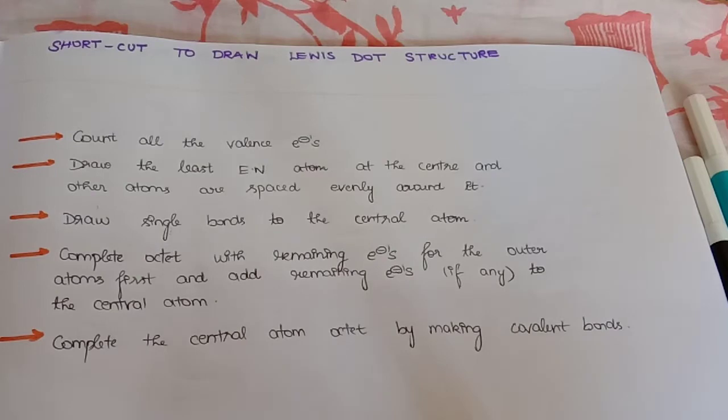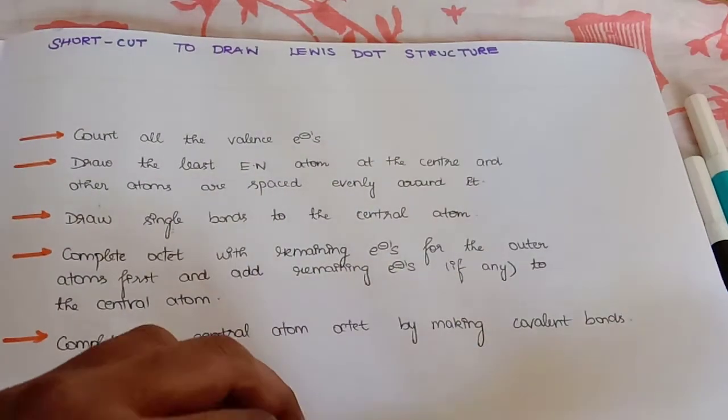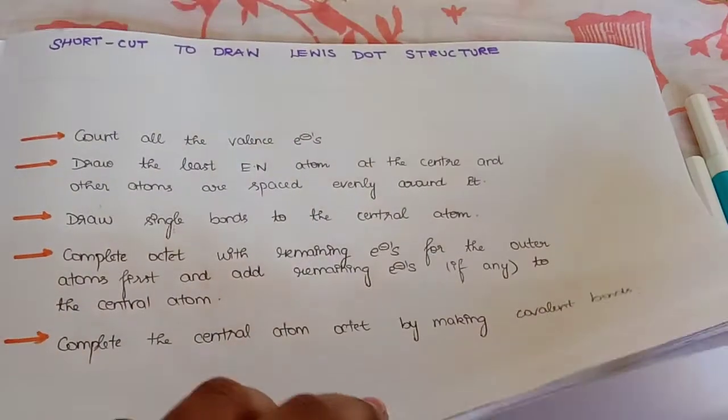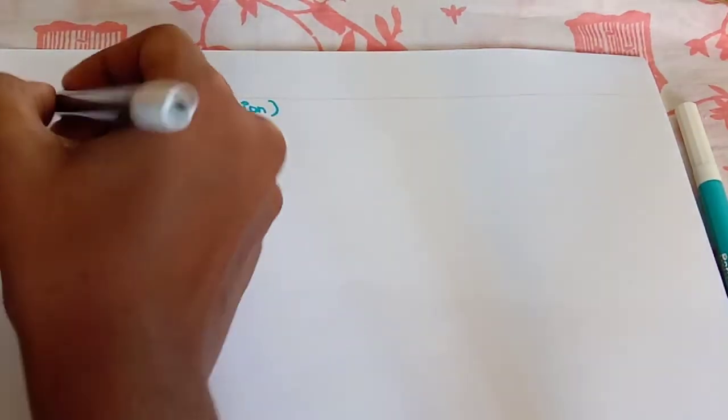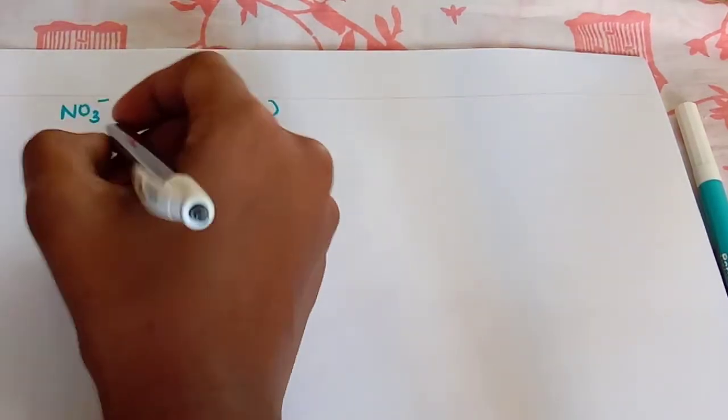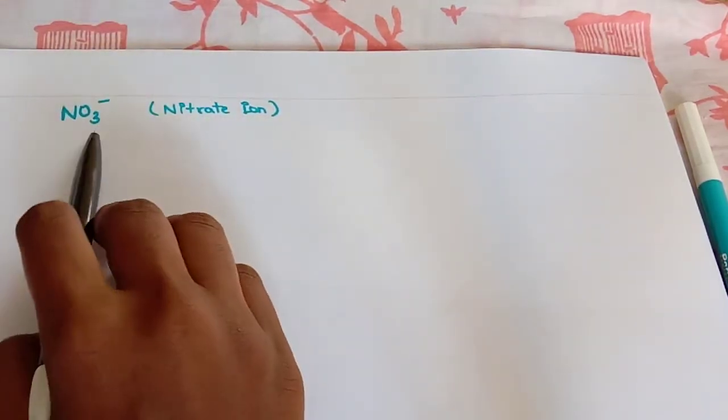Okay students, these are the 5 key points which you have to remember. Now I am going to solve for NO3 minus nitrate ion. Okay students, we are going to solve for this. Now we are going to find the valency first. For finding the valency, you have to know the group number of the nitrogen and oxygen.